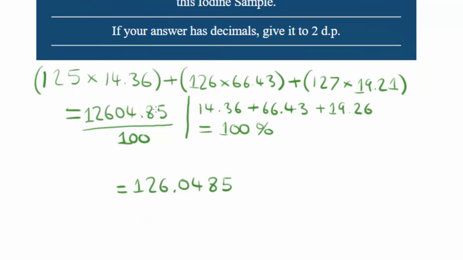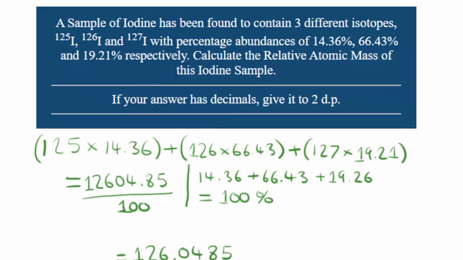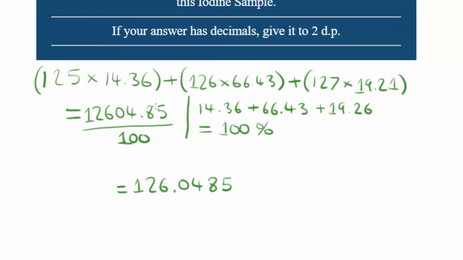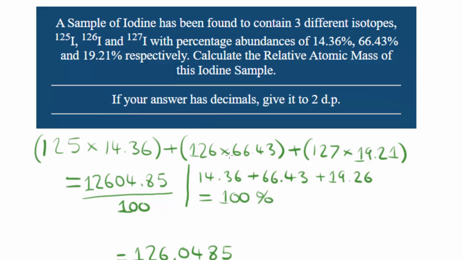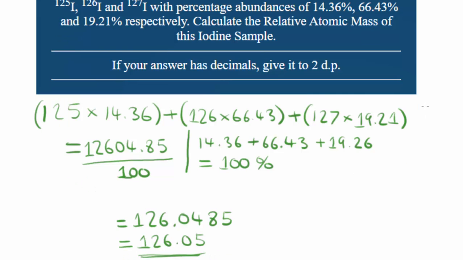However, the question does ask that our answer should be given to 2 decimal places if it does have decimals. And in this case, it does have decimals. So this is not quite our answer yet. What we need to do is round this to 2 decimal places: 126.05. So that would be our actual answer, 126.05, and that is, in this particular case, the relative atomic mass.